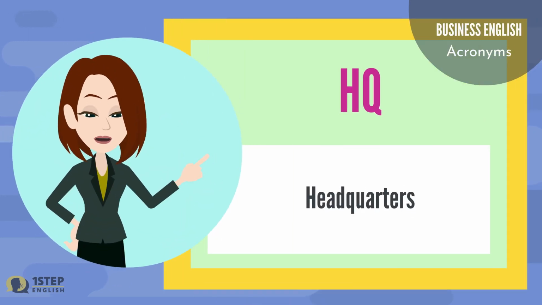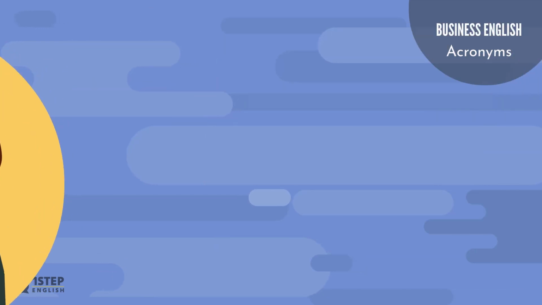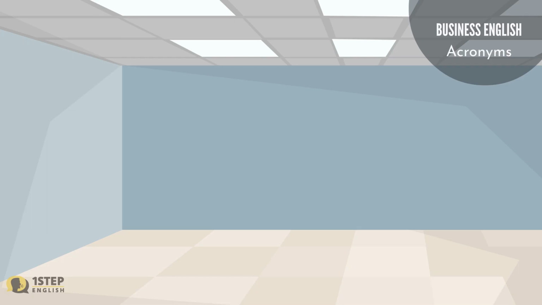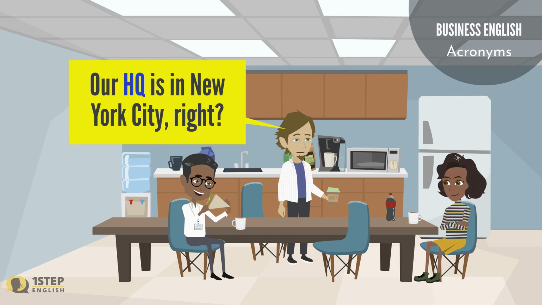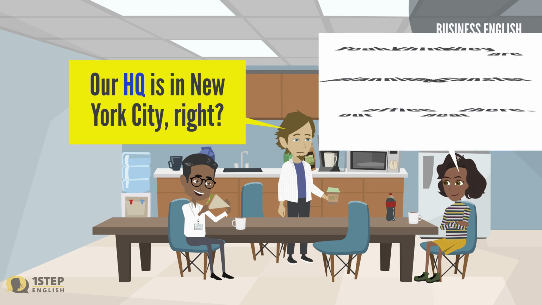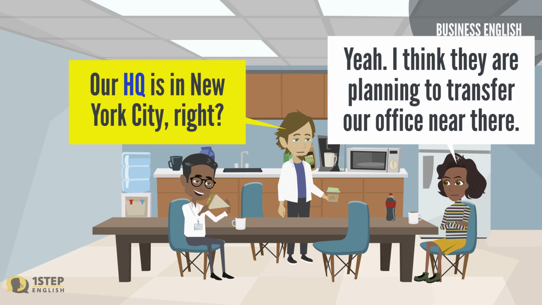HQ. Headquarters. It is the center or building from which its operations are directed. Here's an example. Our HQ is in New York City, right? Yeah. I think they are planning to transfer our office near there.